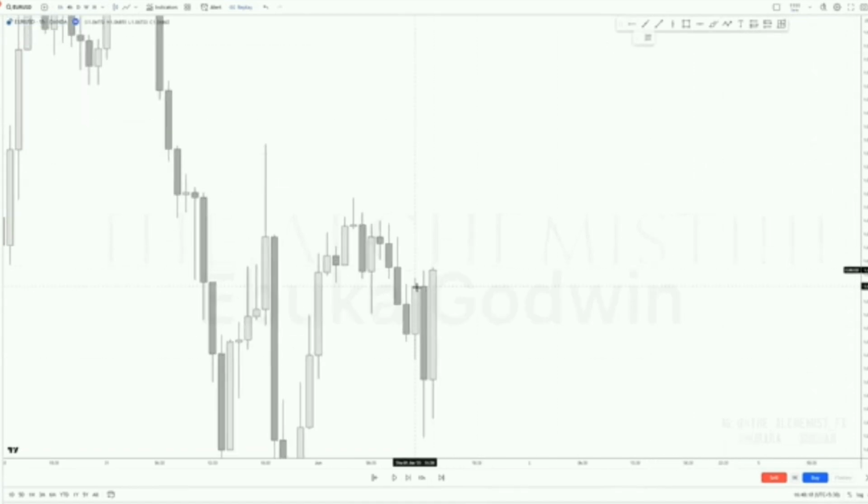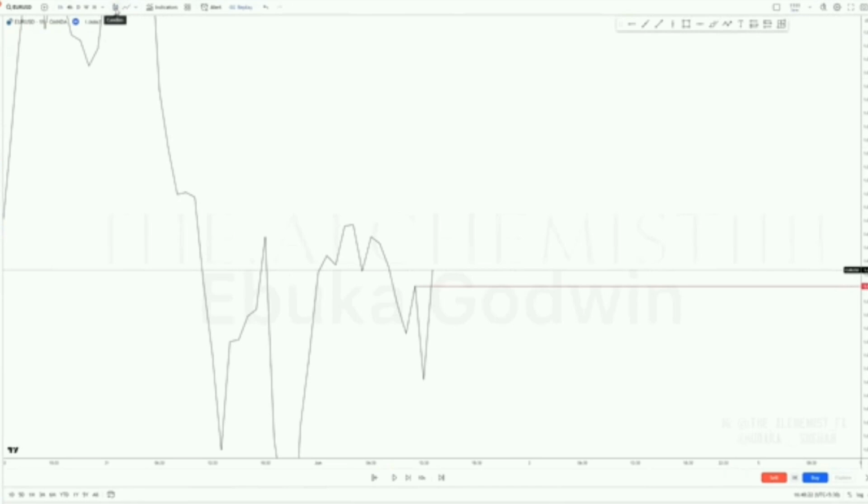What is this? A resistance being broken, right? A resistance being broken, then it turns into a support. Once a resistance is broken, we know that it turns into a support. But now, how do we know that we could trust this level? That's the problem. How do we know that we could trust this level? That is the reason why we use confluence.